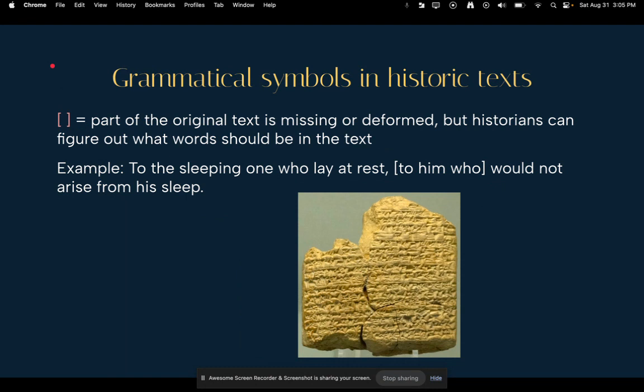You might also just see brackets. So brackets mean that part of the original text is missing or deformed, like you could see down here in this picture where there's a big chip. But historians can actually figure out what word should be in the text. So for example, if we were reading this cuneiform tablet, it might say something like, to the sleeping one who lay at rest, to him who would not arise from his sleep. So with the brackets right here, that piece is broken off. It's missing. But the historians can figure out what words should be in there.